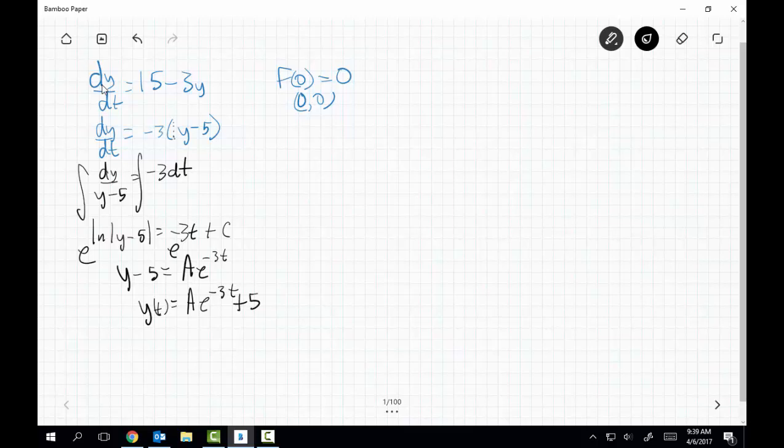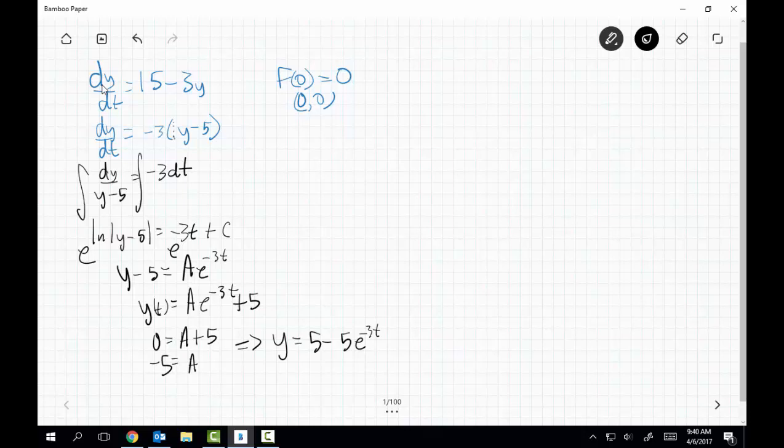Then I can stuff in (0, 0). So I know y of 0 equals a plus 5. So a equals -5, which would imply that y is equal to 5 minus 5e to the -3t. And I'm done. Nothing to it. It's easy. It's super easy.